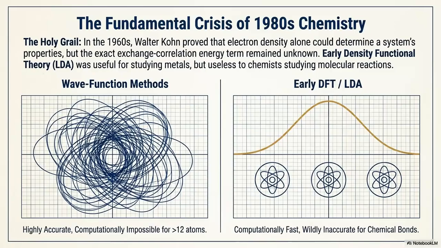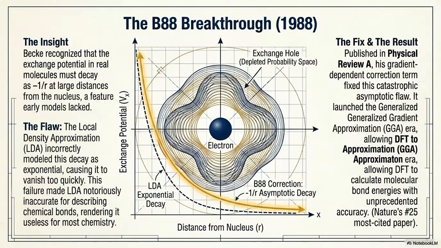In 1988, Axel Becke shattered the scientific status quo with the B88 breakthrough. He realized that earlier models suffered from a catastrophic flaw: they let the exchange potential vanish too quickly through exponential decay. This mathematical error effectively blinded researchers to the true nature of chemical bonds, rendering early theory useless for practical chemistry. Becke's solution, a gradient-dependent correction ensuring a proper -1/r asymptotic decay, was the masterstroke the field required.